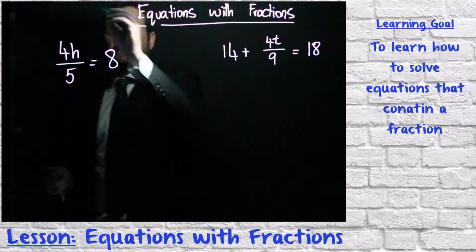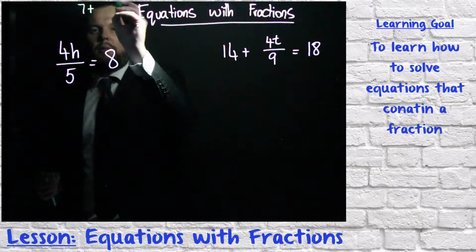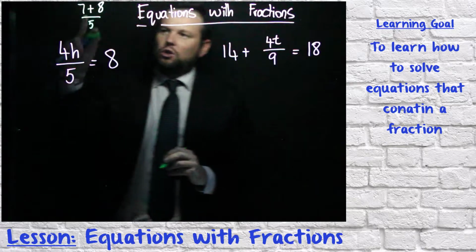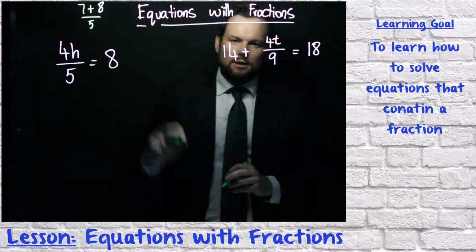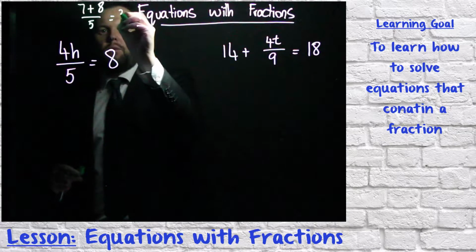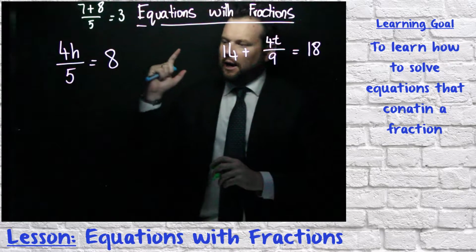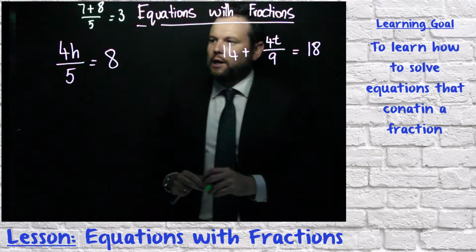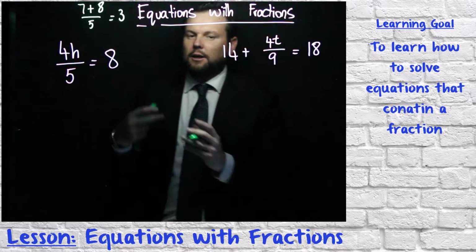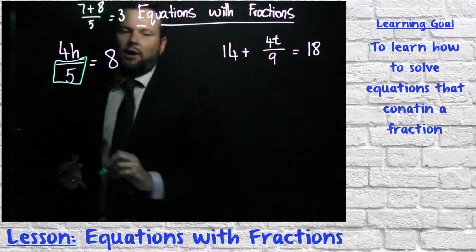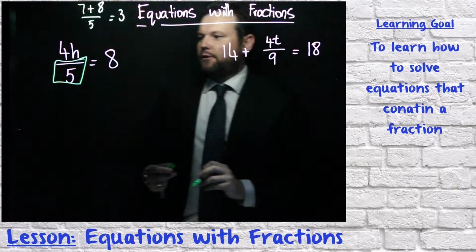So if I had something like this, 7 plus 8 divided by 5, you do 7 plus 8 and then divide it by 5. So 15 divided by 5, that would equal 3. Now, with this one here, because we work in reverse order of operations when we solve things algebraically, the first thing that we need to do is we need to get rid of the divided by 5. Okay, so that's our first step.